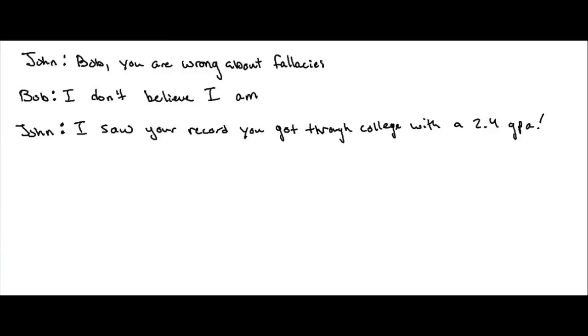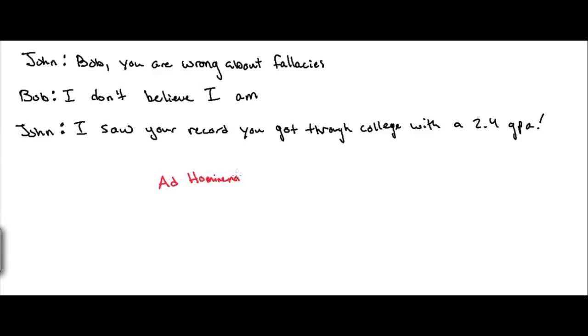What about this last one? John, "Bob, you are wrong about fallacies." And Bob says, "I don't believe I am." Then John retorts, "I saw your record. You got through college with a 2.4 GPA." So this is a type of fallacy that most of us are common to. This is an ad hominem fallacy, where we dismiss someone's claim because of a flaw in their character.